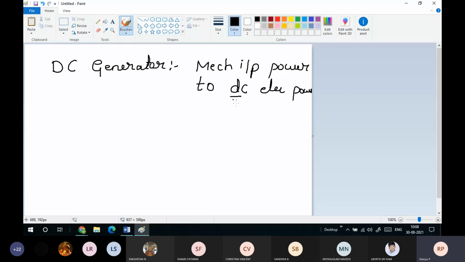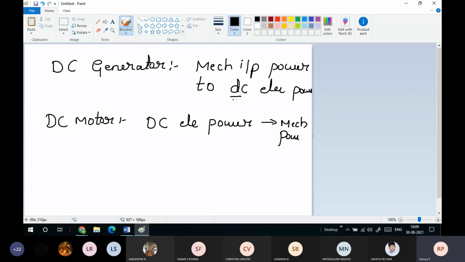If I am giving an AC input also, it will convert it to DC just by using some of the components in your construction details. I will tell you that. So this is about your DC generator. If I want to define what a DC motor is, this is the next topic we are going to study in the further classes. The DC motor is the machine which converts DC electrical power into mechanical power. So these are the two differences you should very clearly know about the generator and the motor.